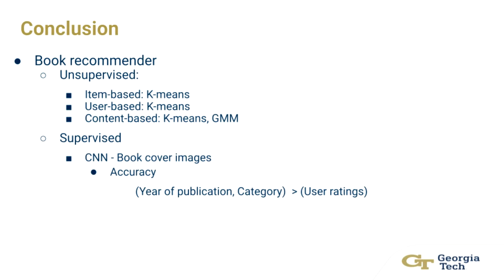As a conclusion, so far we developed a book recommender that uses different machine learning algorithms. For the unsupervised learning, we developed 3 different recommendations based on feature selection: item, user, and content-based. Generally, k-means was effective for each of the categories, while content-based filtering showed effectiveness on the GMM as well. In terms of the supervised learning, the convolutional neural network was used to analyze the book cover image, reinforcing the bigger correlation of year of publication and category over user rating to the book cover image.